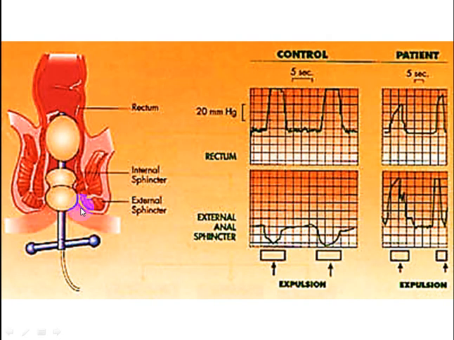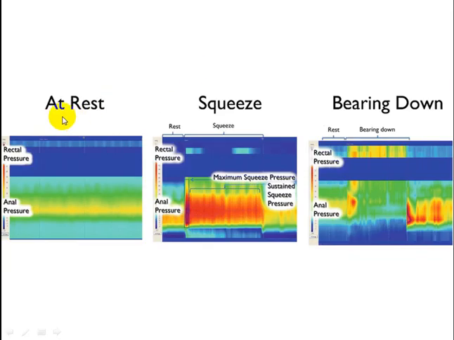This is a manometry of the anal canal and rectum that can measure the anal sphincter pressure and record it on a diagram. This is the rectal pressure and this is the anal pressure. This is at the squeeze stage. As you can see here, the pressure of the anal canal increases and is plotted as a diagram.